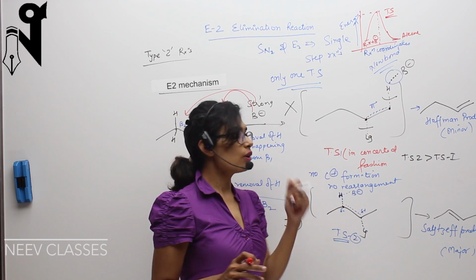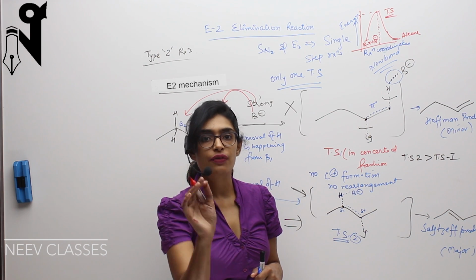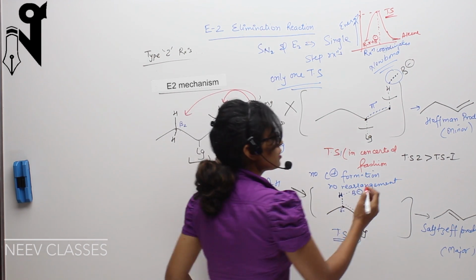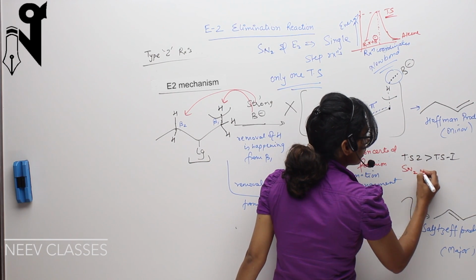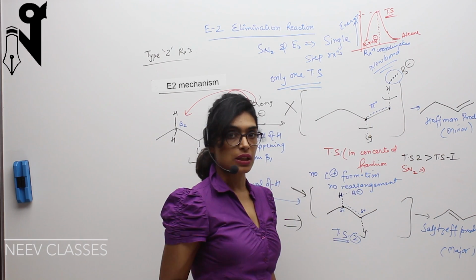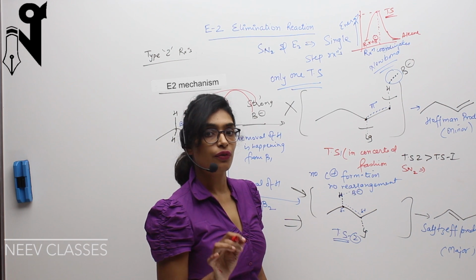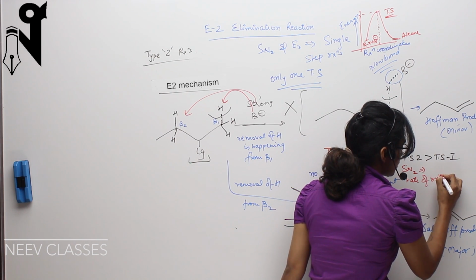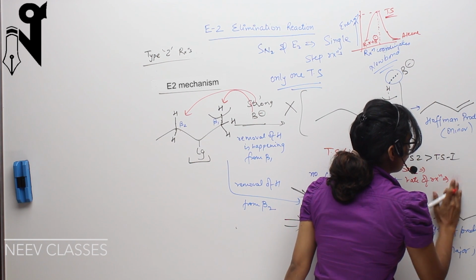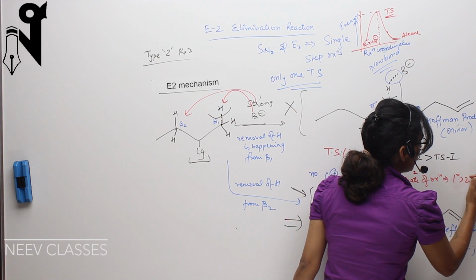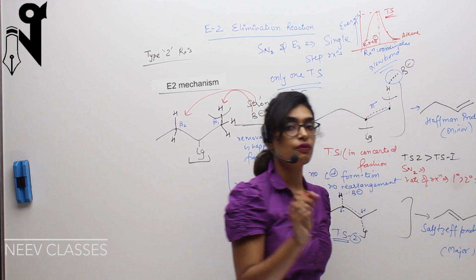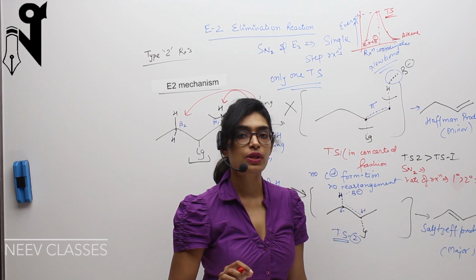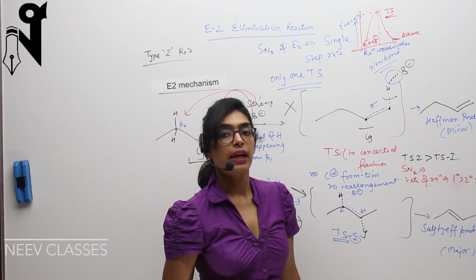Now we have seen a lot of similarities between SN2 and E2, but what is the difference between SN2 and E2? In the case of SN2, the carbon where the leaving group is present also used to decide the rate of reaction, and the rate of reaction of SN2 used to follow the order of primary, secondary and tertiary. That means primary will show the fastest reaction towards SN2, whereas tertiary will show the slowest reaction towards SN2 reaction.